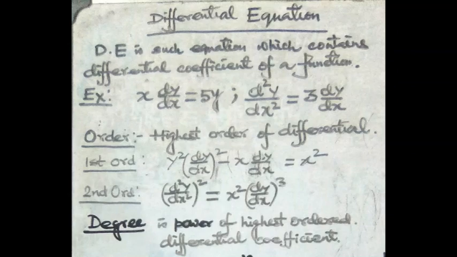So what is the idea of degree of a differential equation? Degree is the power of the highest order differential coefficient. That means in the first equation, the power of the highest order differential is simply 2. So the degree of the first equation is 2, and in the second equation the power of the highest order derivative is simply 2. So in that case also the degree is 2. So this is the main idea of order and degree of a differential equation.